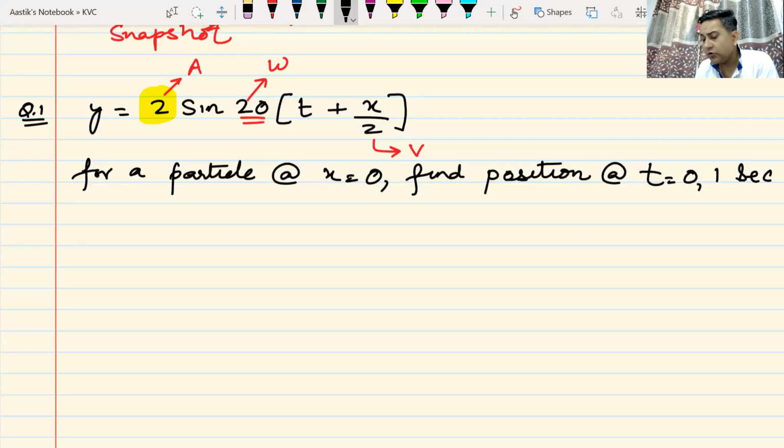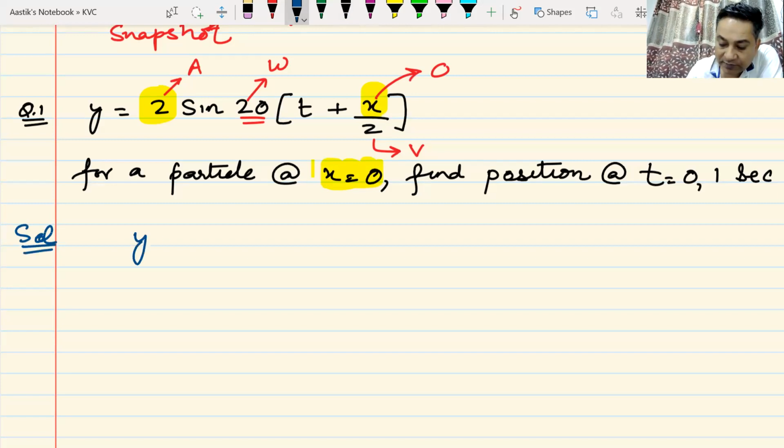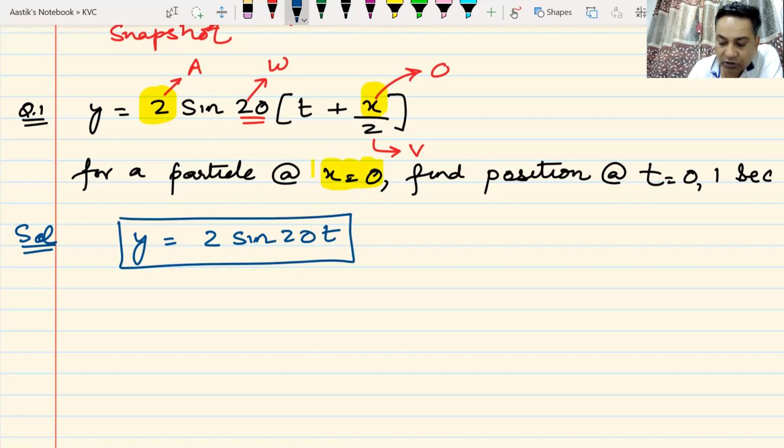Let me help you out. How do you do it? It is given that the particle is at x is equal to 0. So the first thing you do is, you put the value of x as 0. Do we understand this? So how do you go about solving it? You put the value of x as 0. The equation becomes y is equal to 2 sine 20t. Now this equation will give you the equation of that particle at all times.